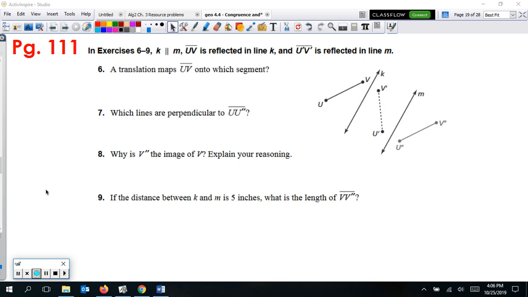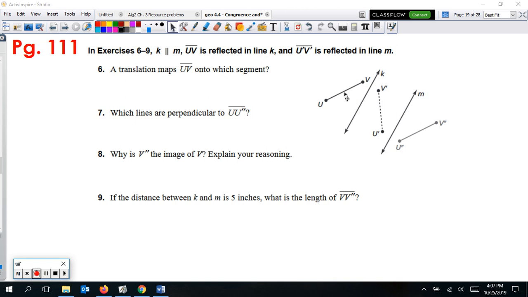Alright, so 6 through 9 are using that theorem. It tells us that K is parallel to M over here, so these are parallel lines, and that UV is reflected in line K, getting us U prime V prime, and that U prime V prime segment here is reflected in line M, resulting in U double prime V double prime. So it says here on number 6, a translation maps the UV segment onto which segment?